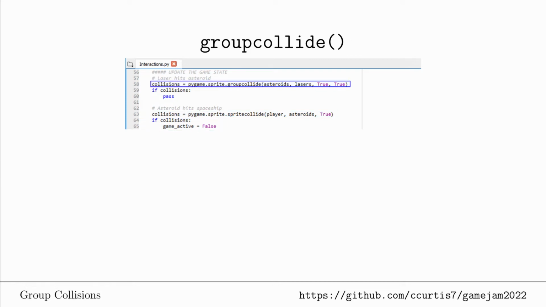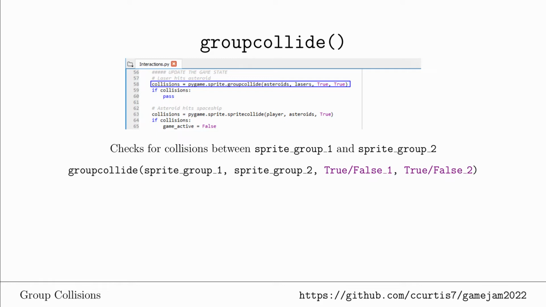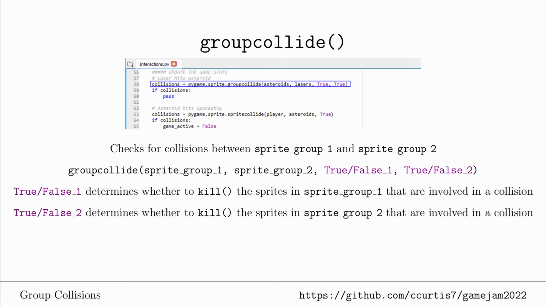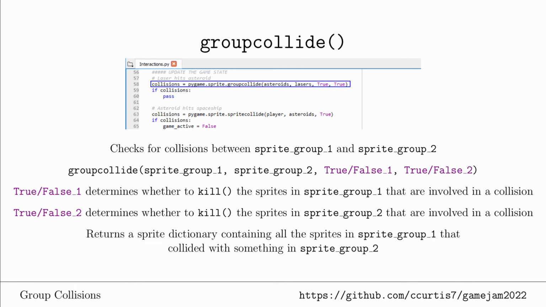For lasers hitting asteroids, we're asking the question of whether any laser is hitting any asteroid. This is a question about groups of sprites and not individual sprites. It's very similar to the spritecollide command, except it's checking for any collisions between the groups. In this case, there are 4 arguments. The first 2 arguments are the groups that are potentially colliding, and the last 2 arguments determine whether we want to destroy the sprites that collide. In our case, we want them both to disappear, so we set them both to true. The output of this command is technically a sprite dictionary, but we can informally think of it as just a list of collision objects. If there are no collisions, then this returns nothing.